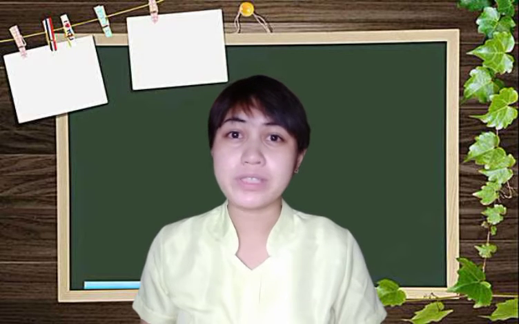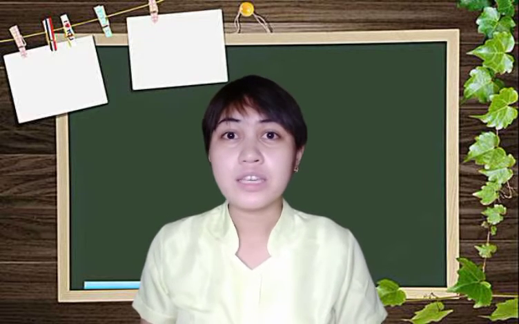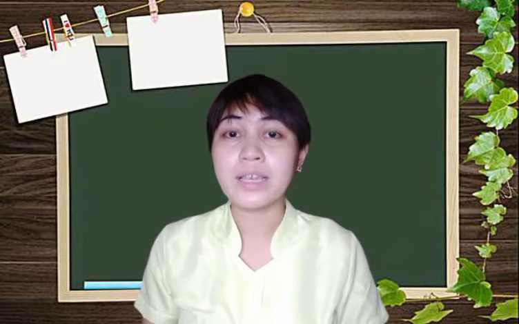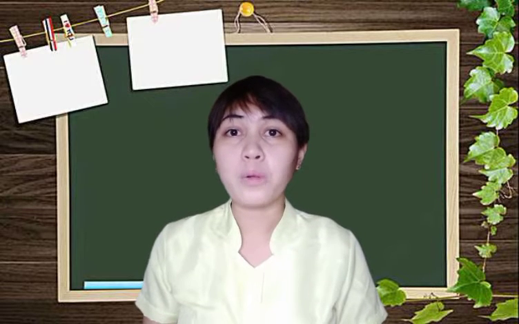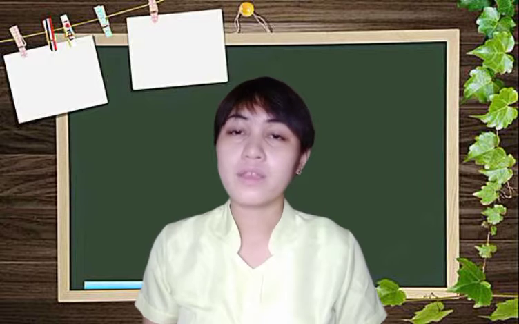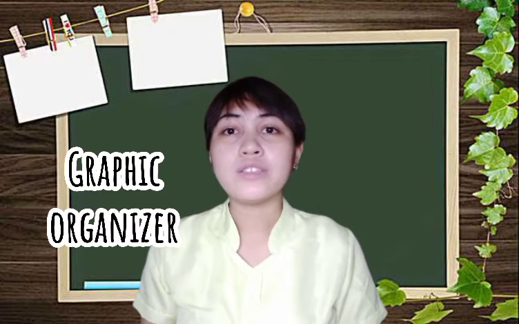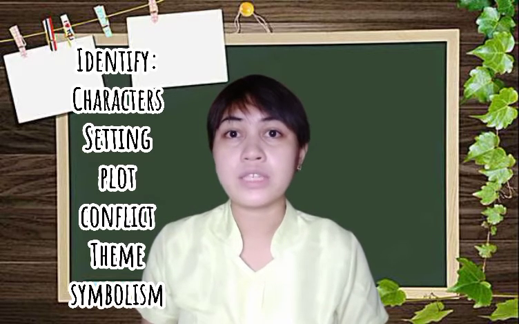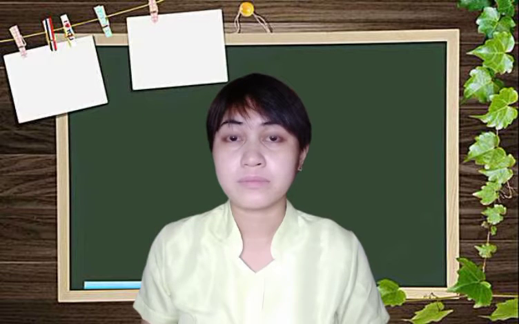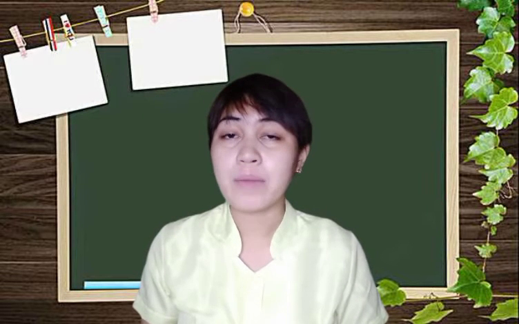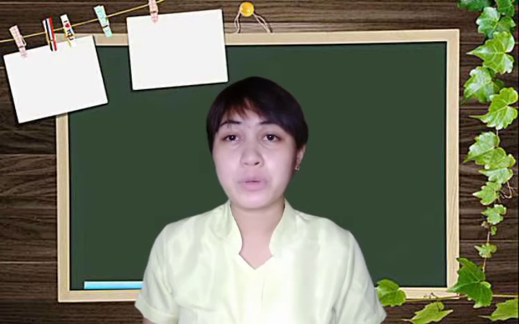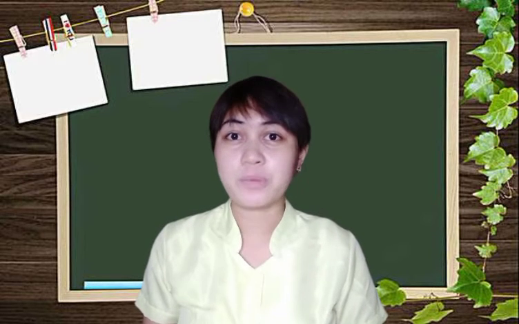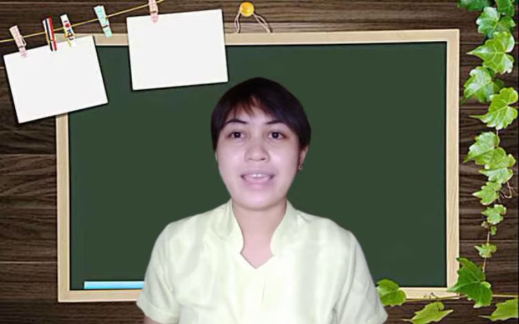Great! Now, I want you to count off and group yourselves into 5. In this activity, you would pick a certain story that you have read and you would discuss among yourselves all the events in the story. Through a graphic organizer, you will identify the characters, the setting, the plot, the conflict, the theme, and the symbolisms used in the story you have picked. Try to recall all that happened in the story and write it in your graphic organizer. You have 15 minutes to prepare and 5 minutes to present, and your time starts now.